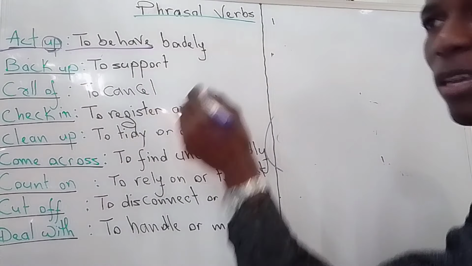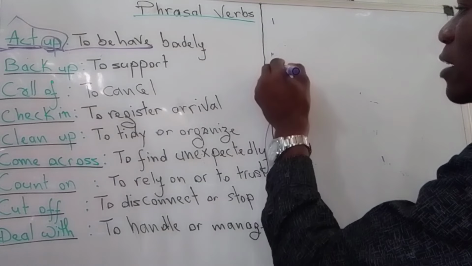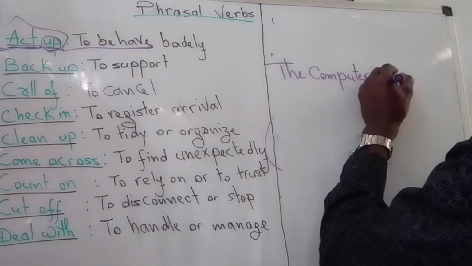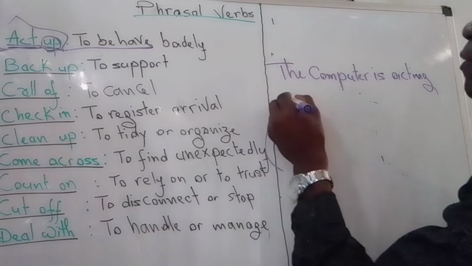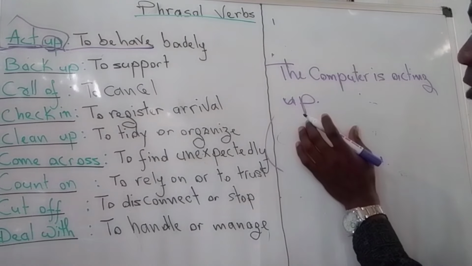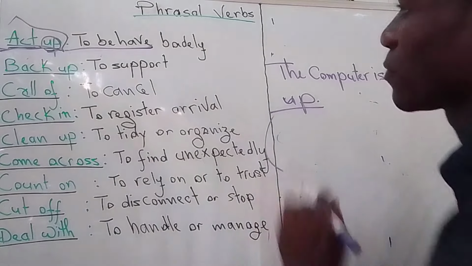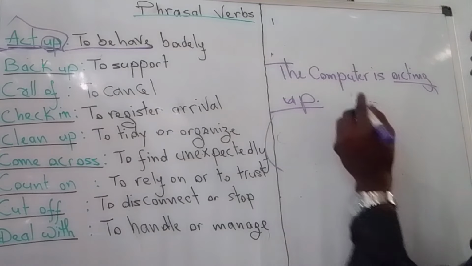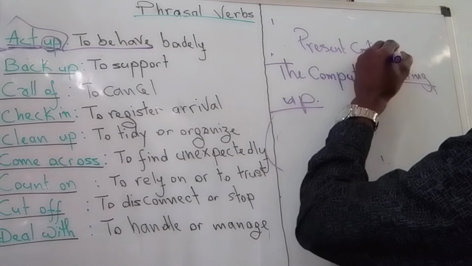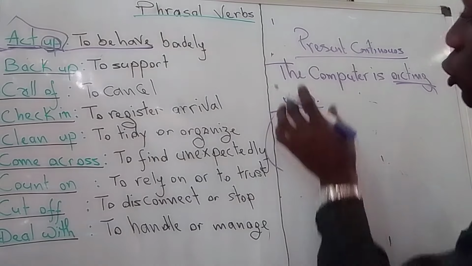Let's see some examples for this phrasal verb right here. Act up. If I can say, the computer is acting up. That's an example. The computer is acting up. This is the meaning of act up. That's the present continuous. Is acting up. The computer is acting up.